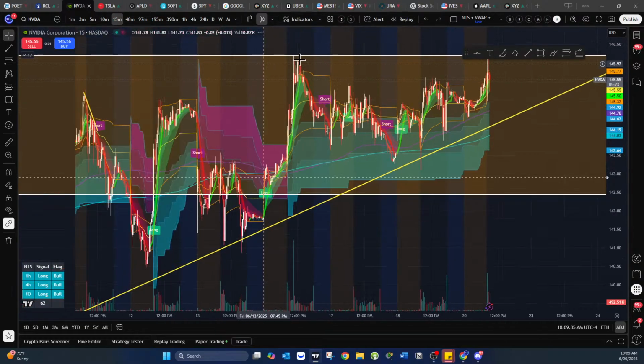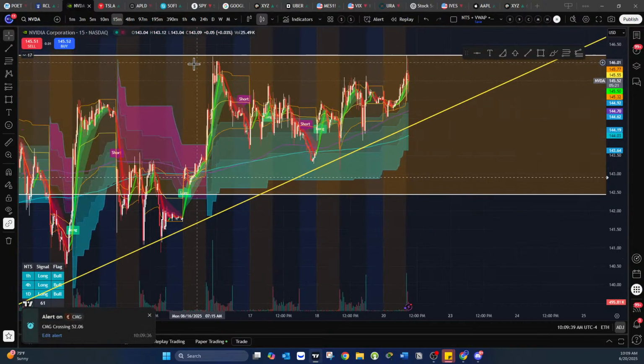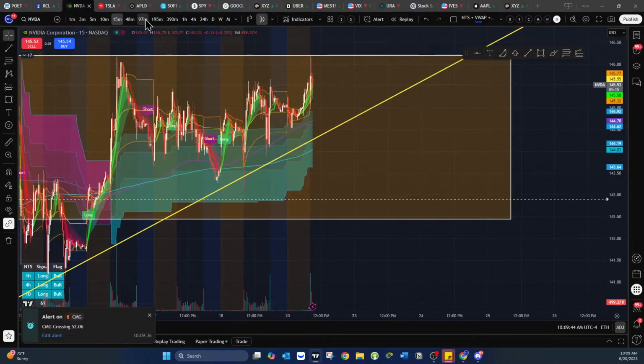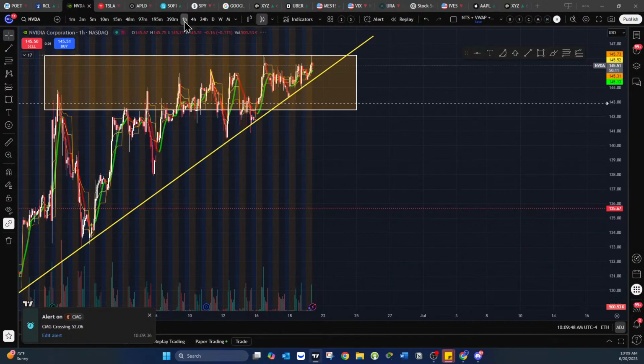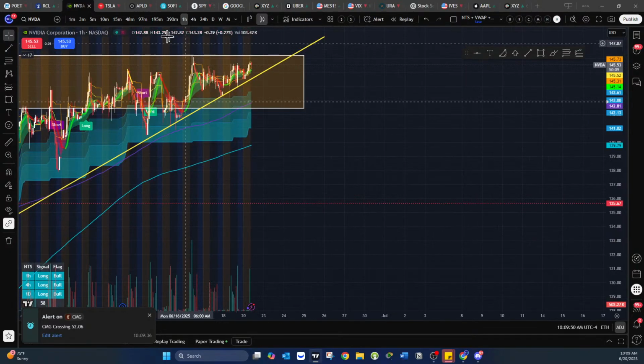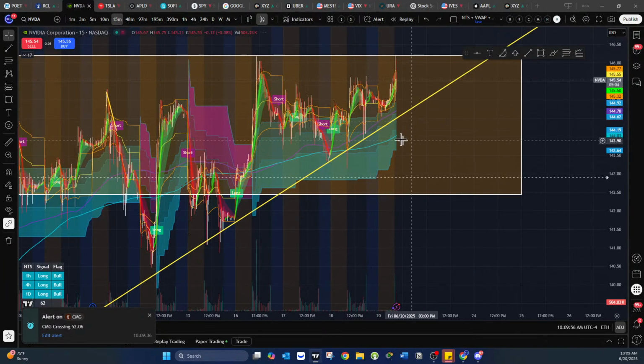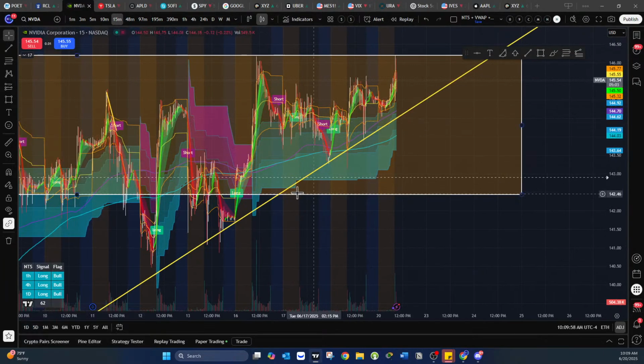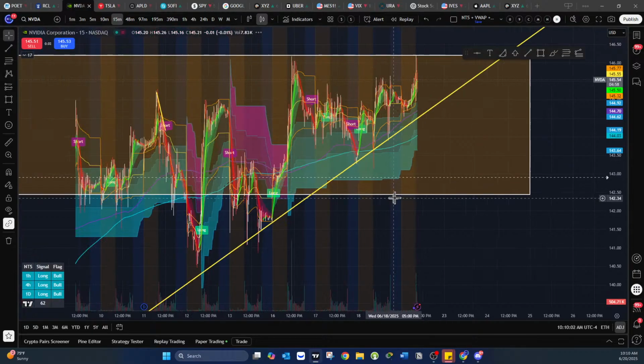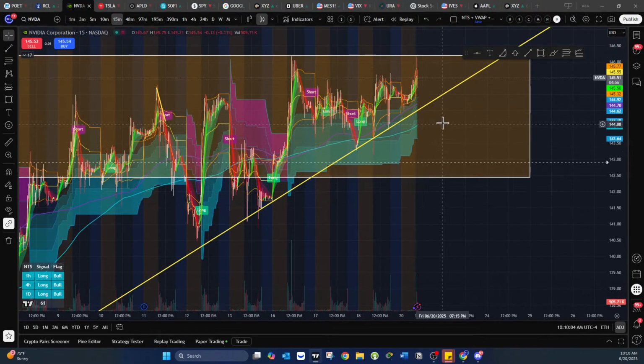146.20. We got kind of like a double top setup right here. It's pretty toppy on the 15-minute. It's hard to be either bearish or bullish on this right now, to be honest. There's not much of a setup. I would prefer that this breaks out of below this zone. If we break below 142 again, I like downside.